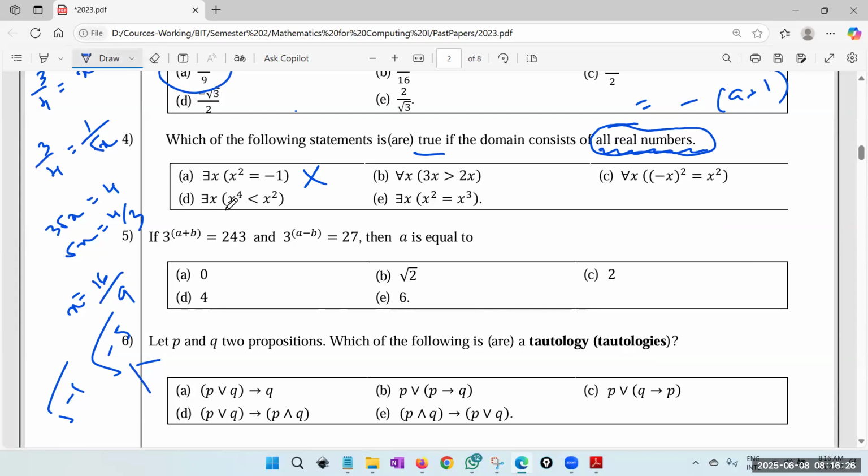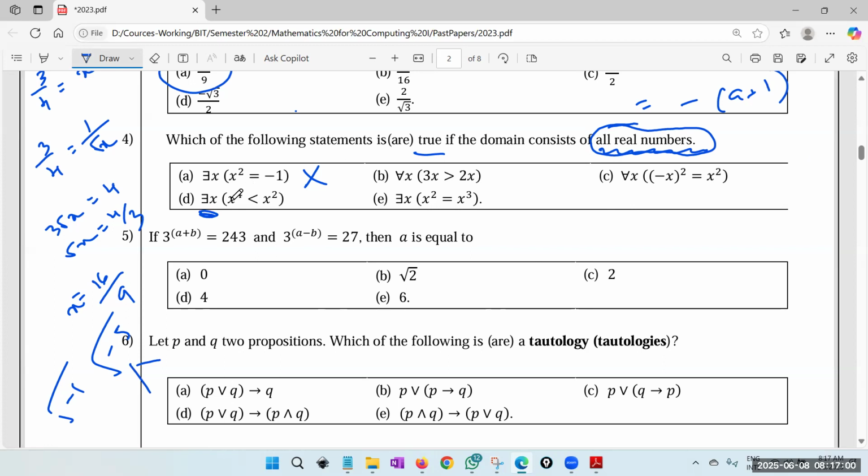What about this? Do we have at least one x where x to the power 4 is less than x to the power 2? At least one x, if you find it, you are done. Do we have something like that? Say 2 to the power 4 is less than 2 to the power 2? No. Not for any positive numbers bigger than 1. Then what about negative numbers? No, because for square and fourth power, negative numbers are also becoming positive numbers.